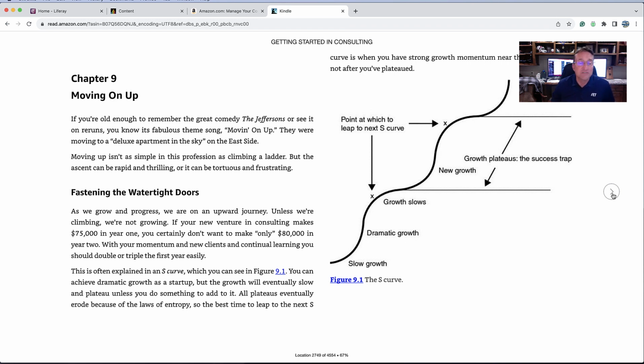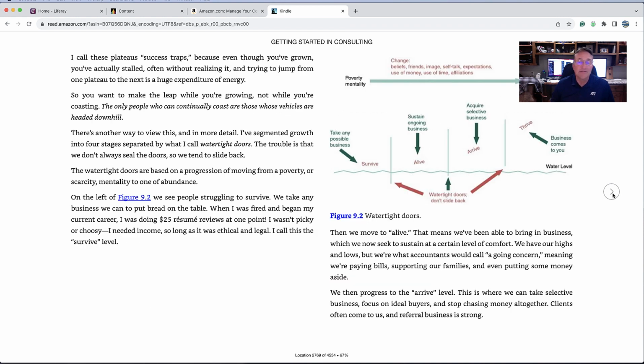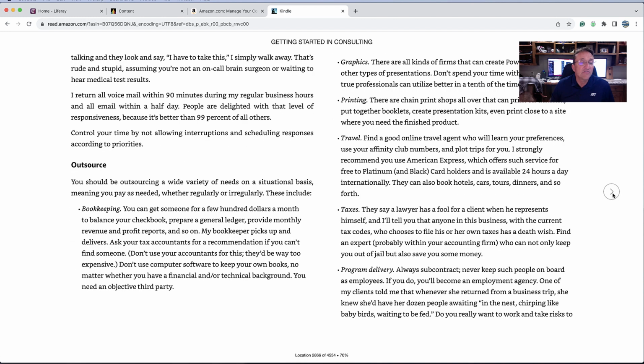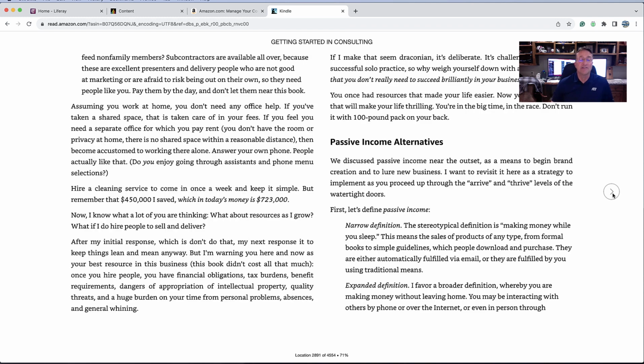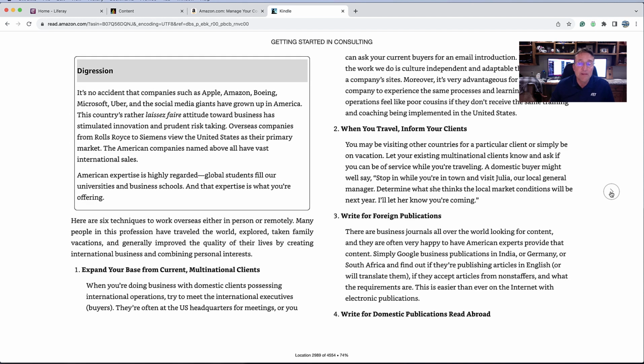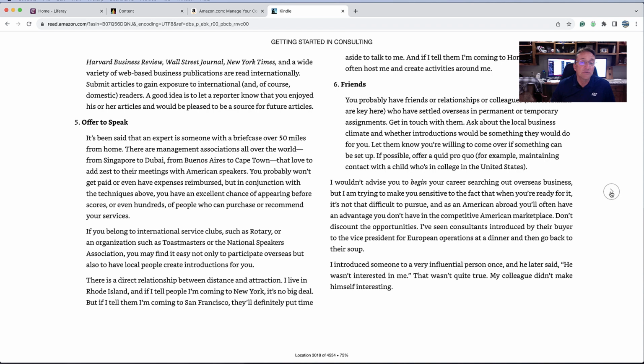Chapter 9, moving on up, he starts to talk about the growth cycle a little bit. He talks a little bit about these watertight doors, and I don't know, a lot of that's kind of weird. But as you move through this chapter, I like this, passive income alternatives. This is really important for you to think about in your own business, is how can you build ways for an effort you have to earn money after you quit focusing on it. And so anyway, passive income alternatives is a spot I really think you should pay attention to in this chapter. And he gives some examples of what those might be. Talks about working globally, the importance about traveling and being able to kind of move around and meet people.